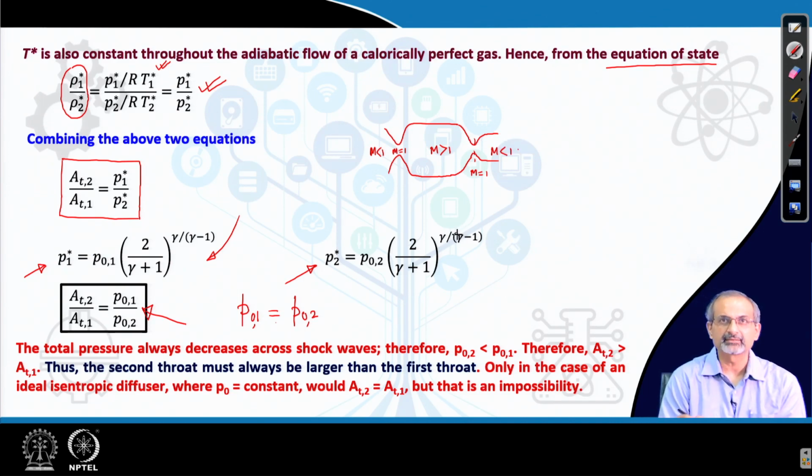But in reality that does not happen, and we encounter an issue: P naught 2 in reality is always going to be less than P naught 1. The total pressure always decreases across shock waves.